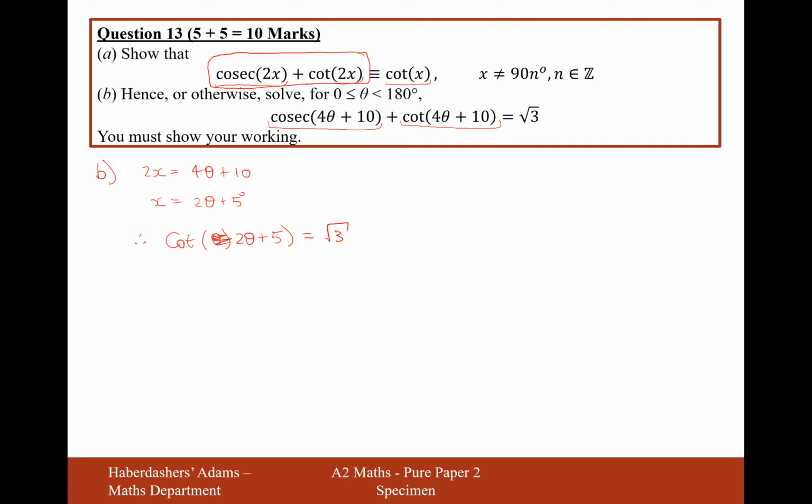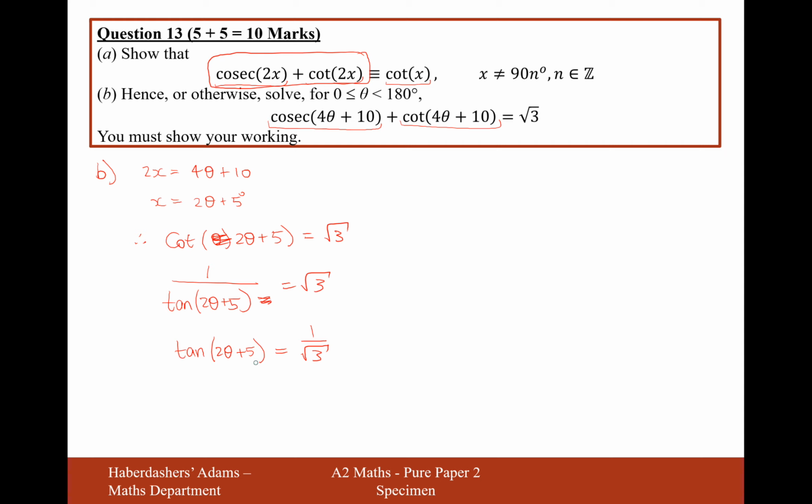Now what I need to do next is I now need to turn it into a tan, so 1 over tan 2 theta plus 5 equals root 3. So therefore, just manipulating this, multiplying the tan 2 theta plus 5 up to the top, dividing by root 3, I get tan of 2 theta plus 5 equals 1 over root 3.